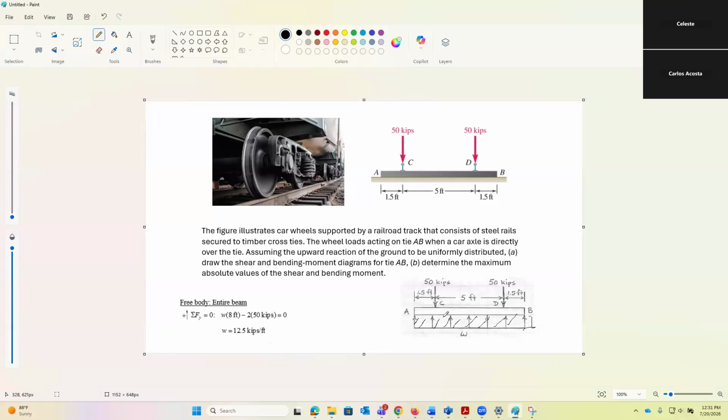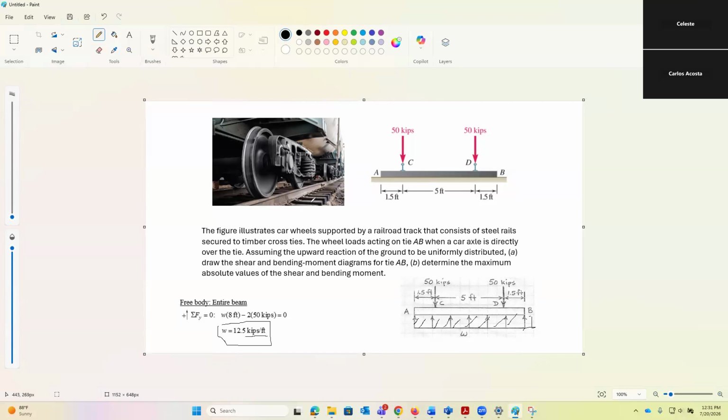So omega times 8, because 5 plus 1.5 plus 1.5 is 8, minus, because of the way we're doing forces here, down is negative. So 50, and we have two of them. So minus 2 times 50, that's equal to 0. Therefore, omega is 12.5 kips per foot. That is the distributed load, right? Those are the units of a distributed load, force by distance.